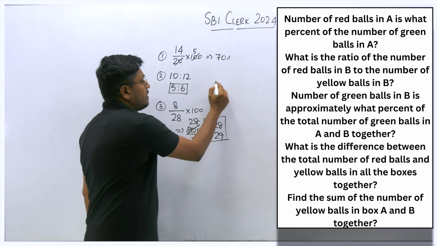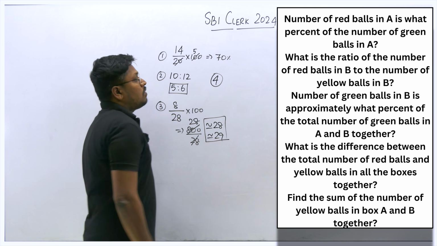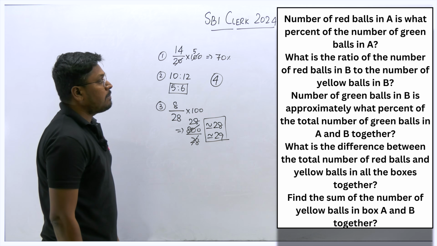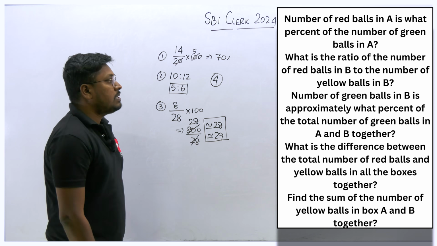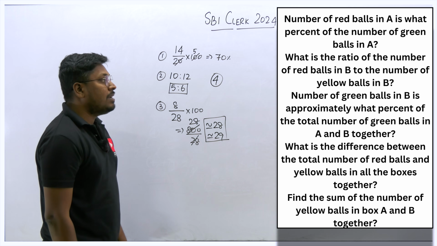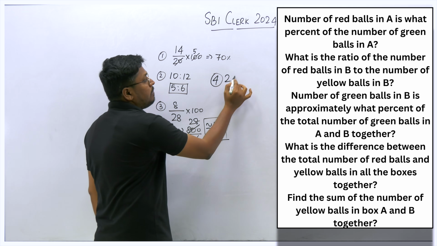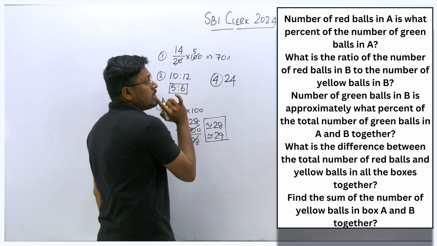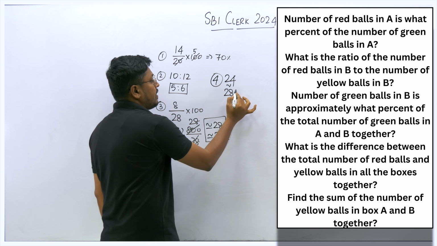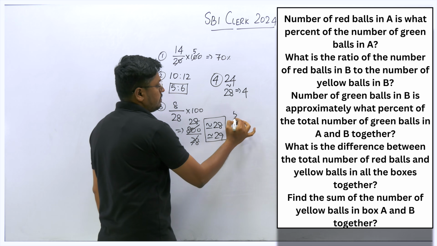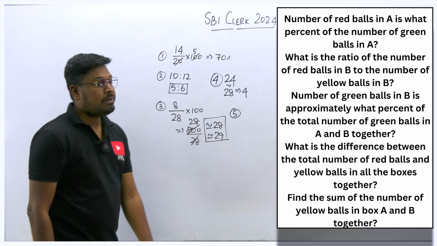So fourth question. What is the difference between the total number of red balls and yellow balls in all the boxes together? Red balls will be 14 plus 10, which is 24. So 24 will be the total number of red balls. Total number of yellow balls will be 16 plus 12, which is 28, and we need to find the difference. So the difference will be 4. So the answer for that question will be 4.